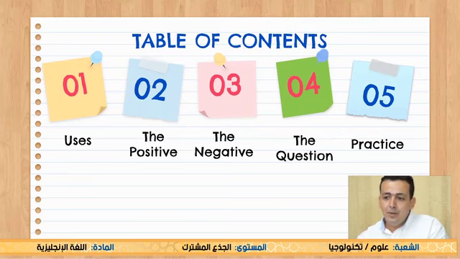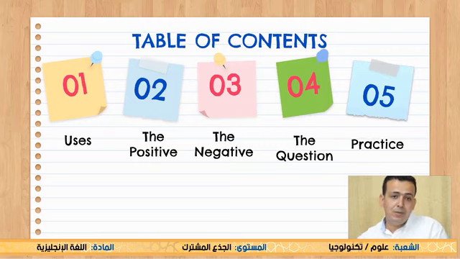Okay. The second part will be about the positive sentences, the positive form, or how to make positive sentences, affirmative or declarative sentences. The third part we will see the negative sentence, how to make sentences negative, and the last part but one, of course, is the question form, or how to make interrogative sentences using the same verb, which is to be in the present simple.